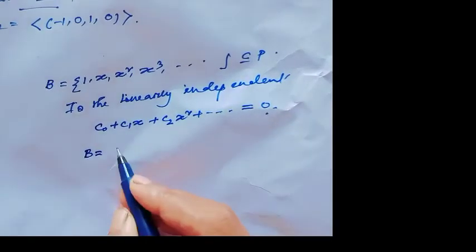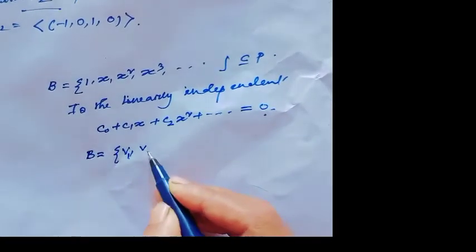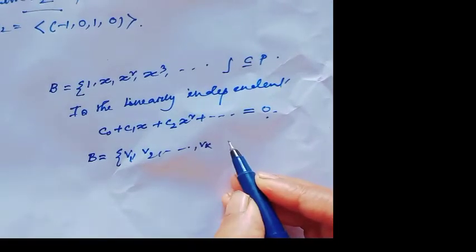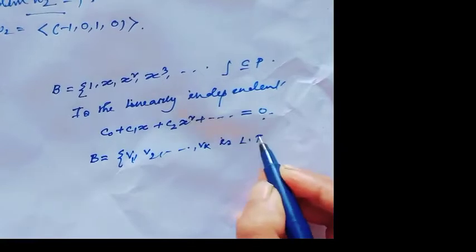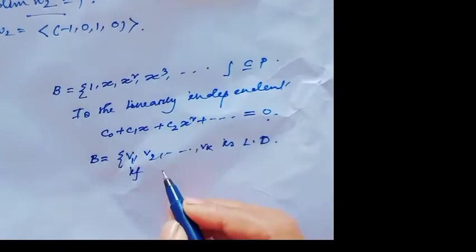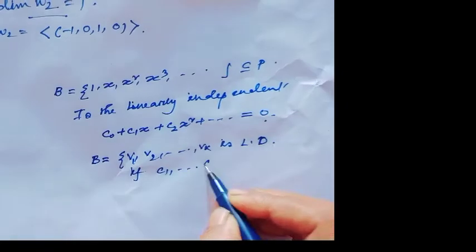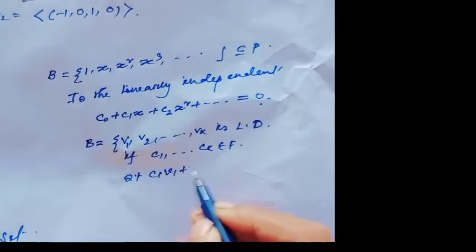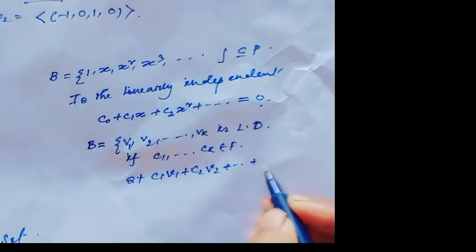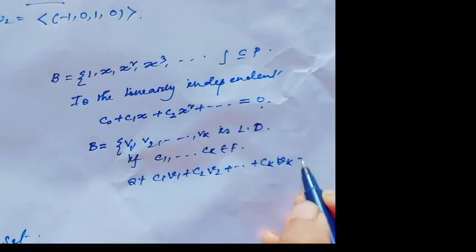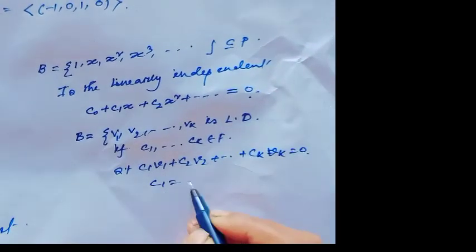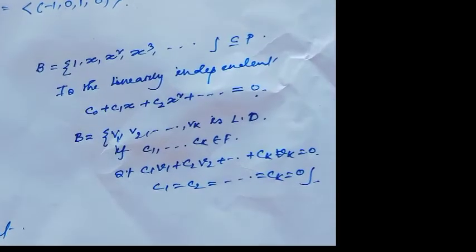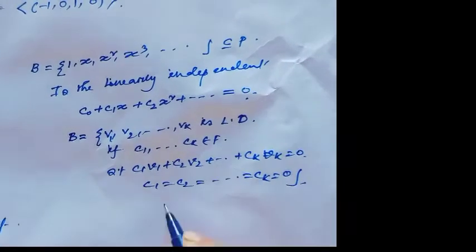If the set B contains the vectors v1, v2 up to vk, any finite number, this set is linearly independent if whenever there exist scalars c1, c2, up to ck in the field such that c1 v1 plus c2 v2 up to ck vk equals 0, then c1 equals c2 equals up to ck equals 0, which is the trivial solution. This is the definition of linearly independent.